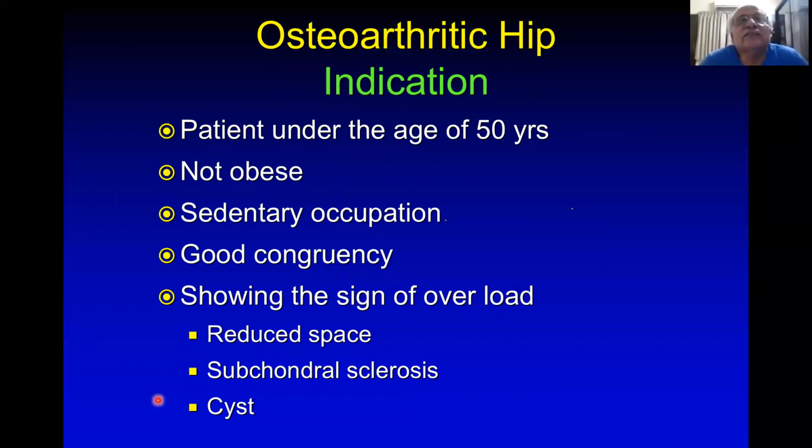So indications in arthritis: the patient should be very young, should not be old. Secondary occupation, good congruous, possibly a good congruous hip. There may be mild reduction in the joint space, and subchondral sclerosis and cysts may not be a contraindication for this operation.